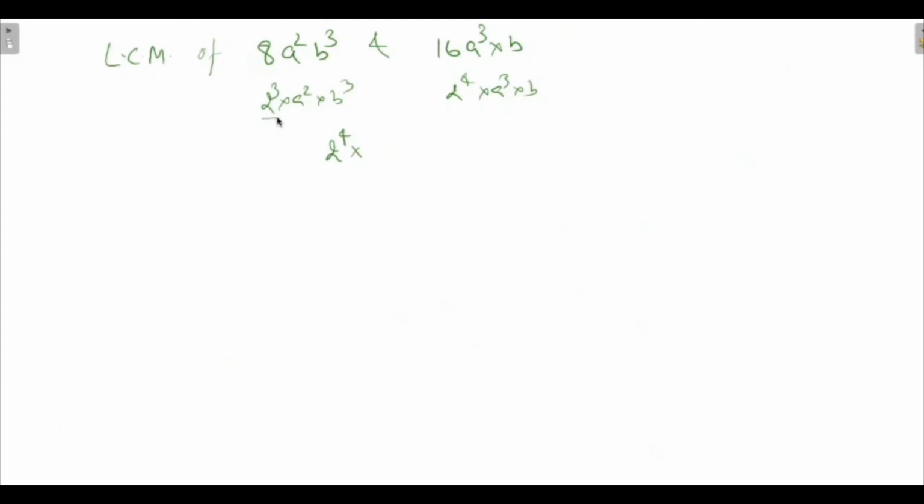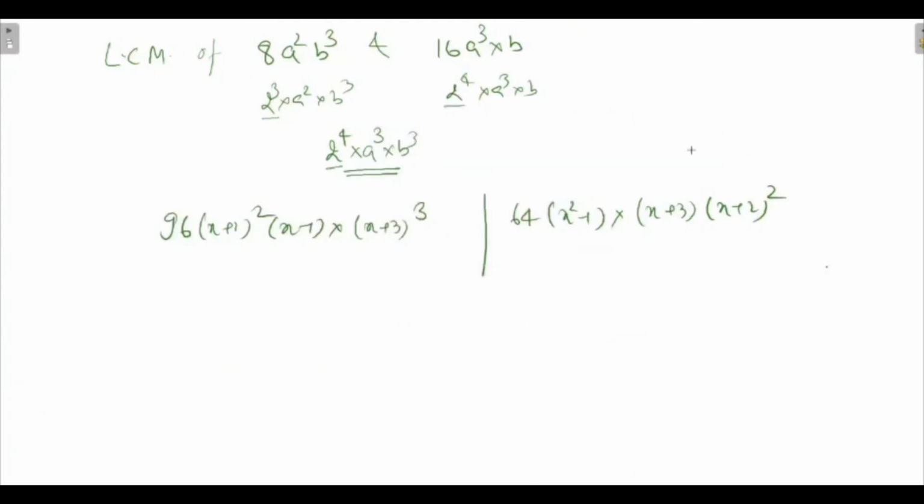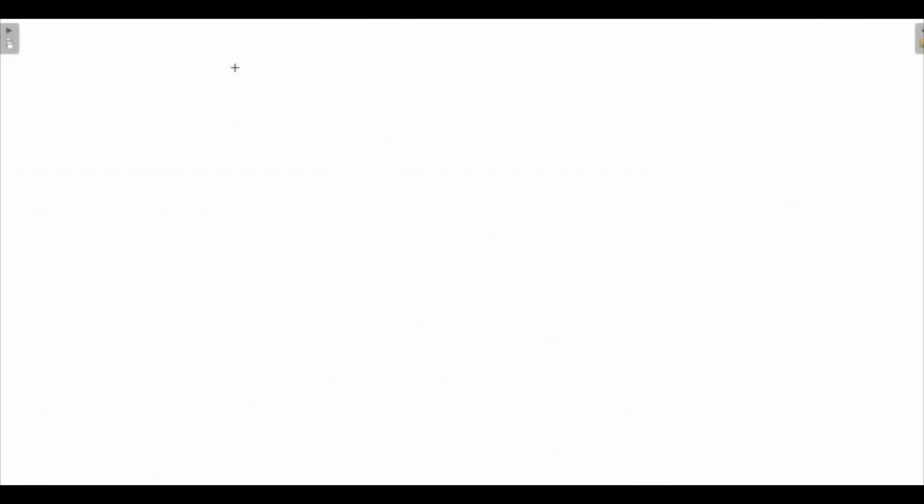If I'm comparing 2 to the power 3 and 2 to the power 4, but I'm taking 2 to the power 4 here, so what should I do here? We have to find out the least common multiple. Just work with some numbers first.